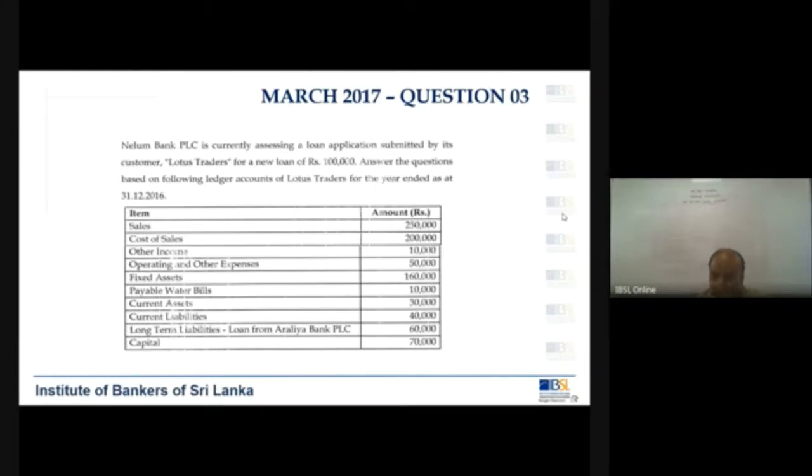Okay. So can you all quickly mark the items alongside, what is income, what is expense, what is asset, what is liability, and what is equity? Quickly. There are only few items.